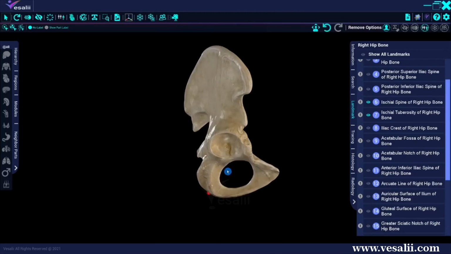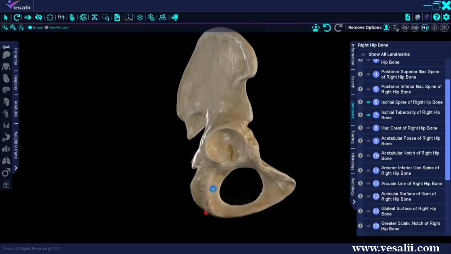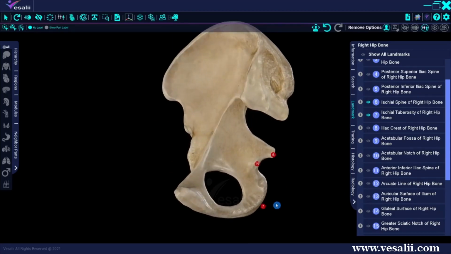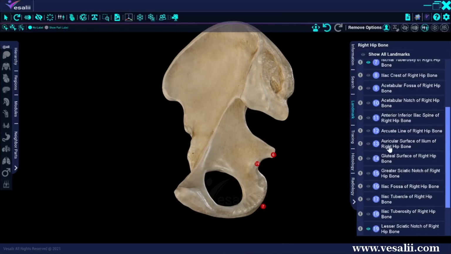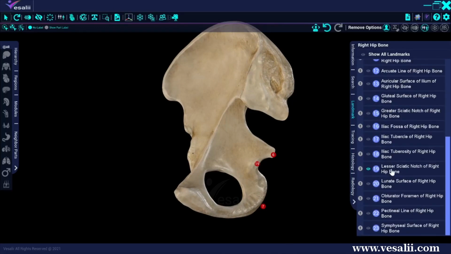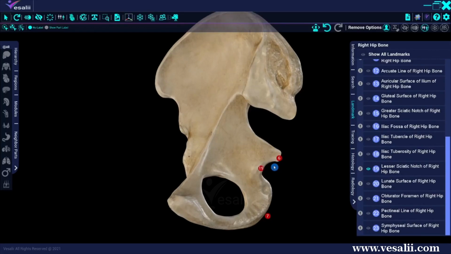Finally, let's look at the infero-posterior part of the hip bone. That is also the strongest part, the ischium. As with the pubis, the ischium has a body and 2 rami. The body contains a bony prominence known as the ischial spine. Below the spine is a lesser sciatic notch that becomes a foramen by the sacrospinous and sacrotuberous ligaments.